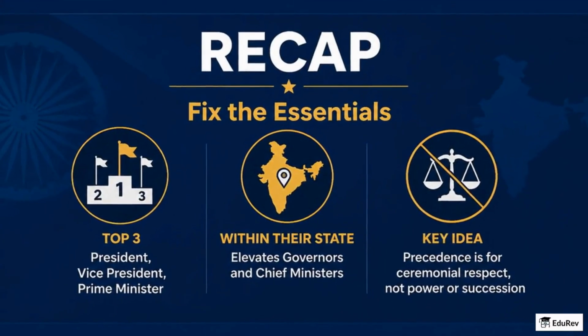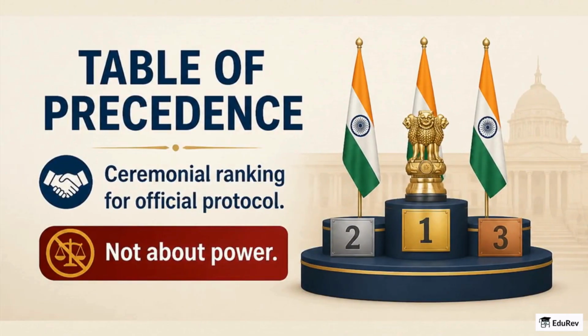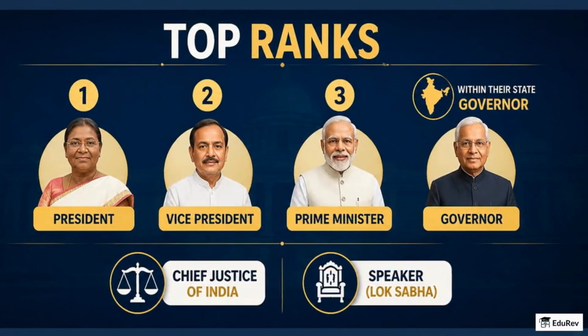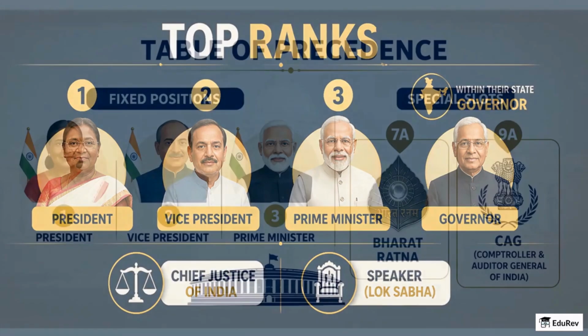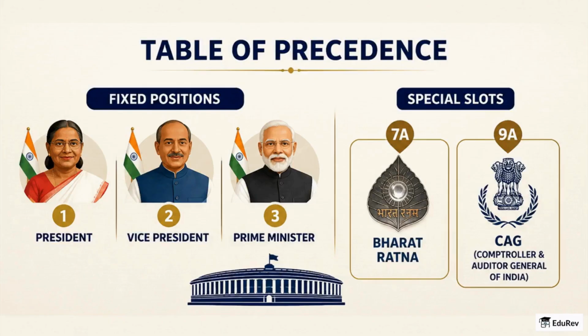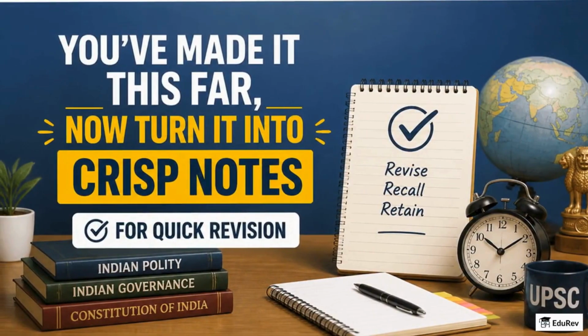Before I wrap up, a brief recap to fix the essentials in your head. The table of precedence is a ceremonial ranking used in official protocol, not a ladder of power. Top ranks are President, Vice President, Prime Minister, and then Governor within their state, with Chief Justice and Speaker high on the list. Diplomats and judges have their own fixed positions, and there are special slots like Bharat Ratna at 7A and CAG at 9A. Always mind the within versus outside distinction and remember the key exam trap about authority versus ceremony. You've made it this far, and that means you can convert this into crisp notes for quick revision.